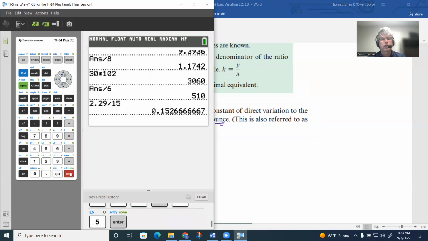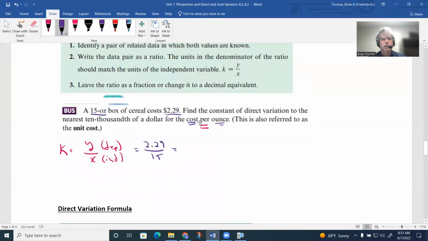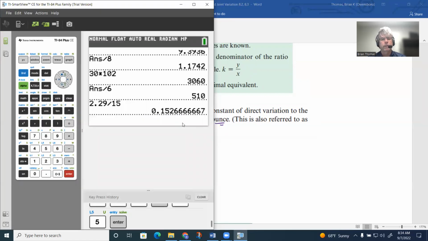That's going to give me 0.15267. So let's round this to like 4 decimal places. So that's going to be where that 6 is. This is going to be like 0.1527. Actually, it says to the nearest 10,000th, so that is 4 decimal places. So nearest 10,000th was the 4 decimal places. So 0.1527.